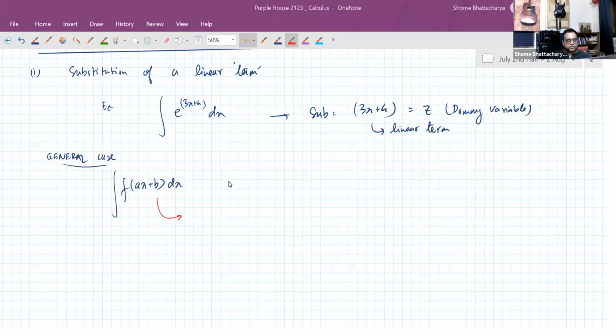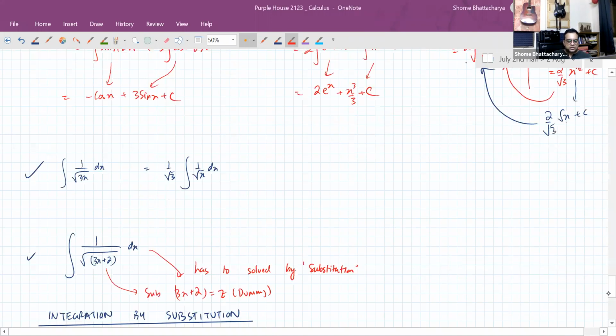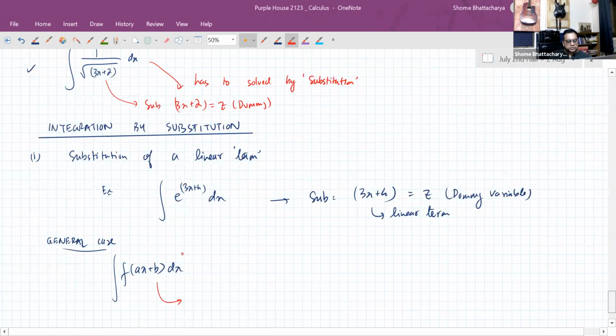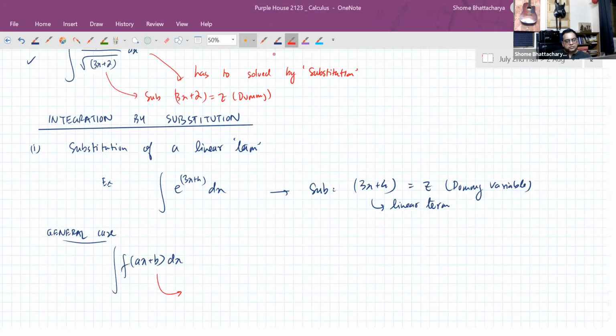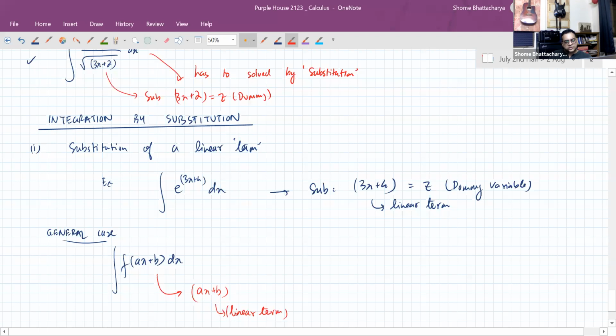Anyhow, so we were talking about substitution of a linear term. The general situation is that if we have a function of a linear term, then this linear term can be substituted as a dummy variable. So this is our substitution step.